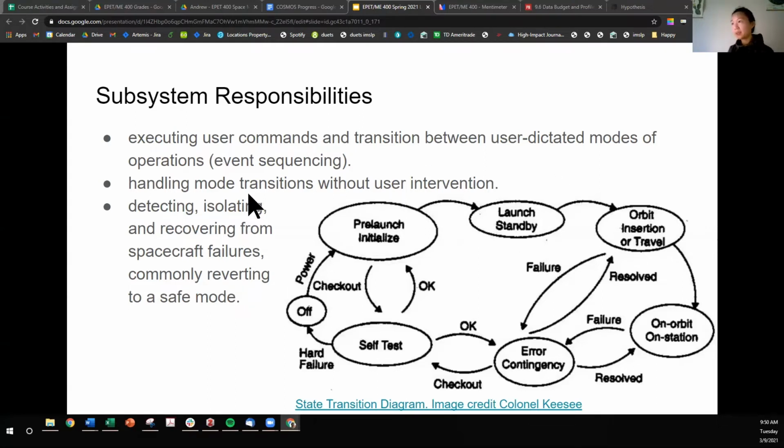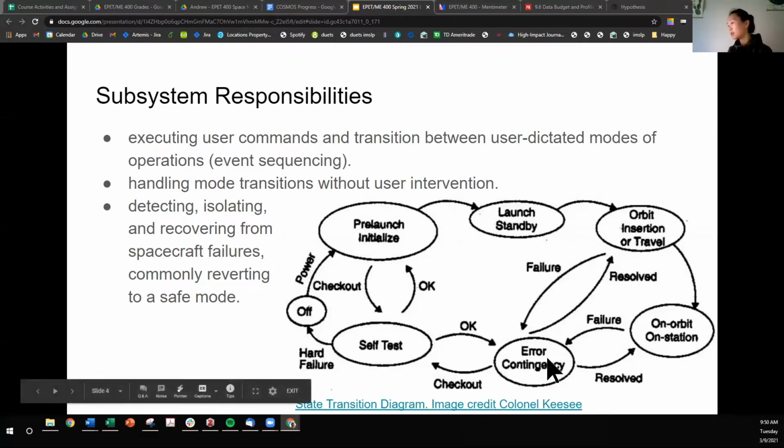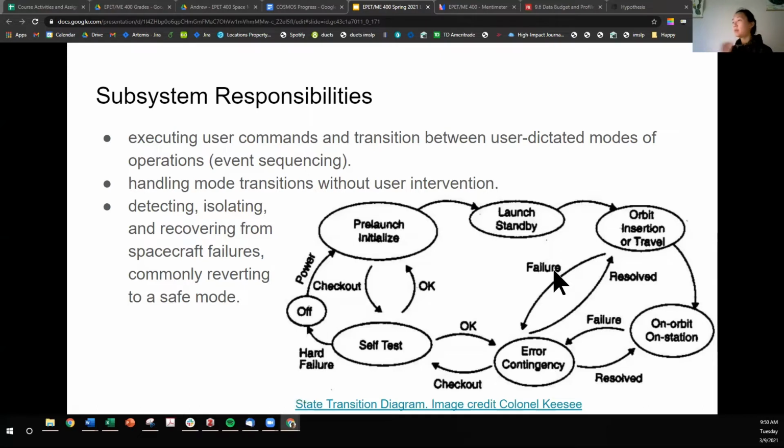Another responsibility is to detect, isolate, and recover from spacecraft failures. So here you'll see something like, here's a failure, that's an event. So you want to go into an error contingency mode, in which if you do solve it, then you go back to some nominal operation. Nominal means normal. And if you experience another failure, then you go back to this error contingency. So you see that there are these conditions, failures, that push the spacecraft to exist in a mode that we call safe mode.